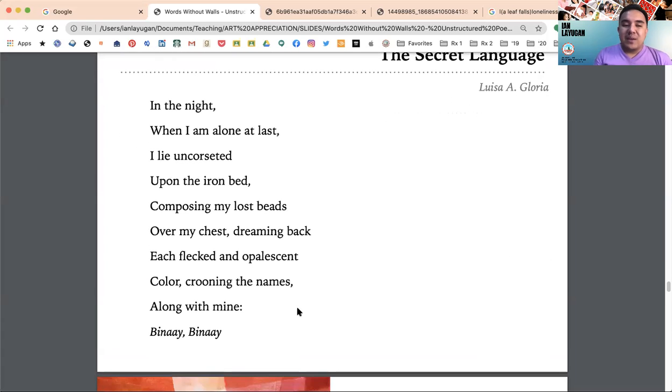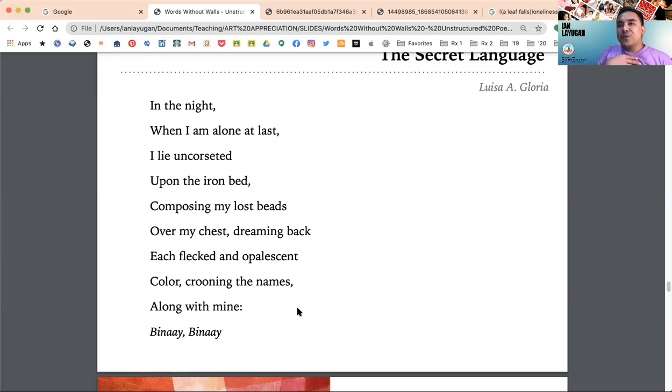In the night, when I am alone at last, I lie uncorseted. So pagtapos na yung araw, ngayong matanda na siya, what does she do? She goes to her bedroom. She's alone at last, and she removes the corset. So she sleeps naked or she strips away herself from parang bra, nagtanggal siya ng bra, parang ganun. Upon the iron bed, composing my lost beads over my chest.